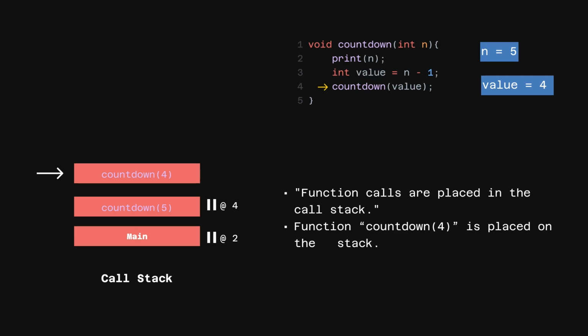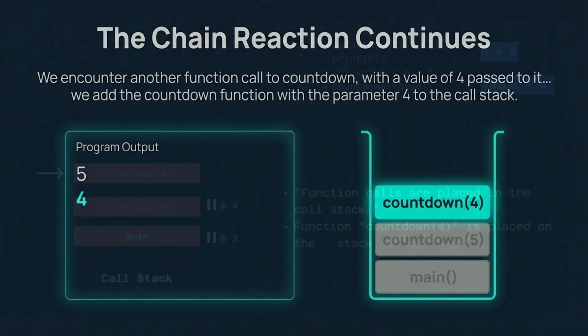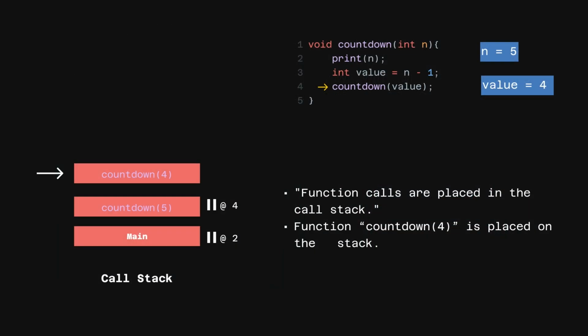Since countdown is a function, we add the countdown function with the parameter 4 to the call stack and begin executing its instructions. Similarly, a countdown function with the parameter 4 is currently executing. During this process, another function call is encountered: a countdown function with the value 3. Following the same procedure, we add a new countdown function call initialized with the value 3 to the call stack, then its execution begins.